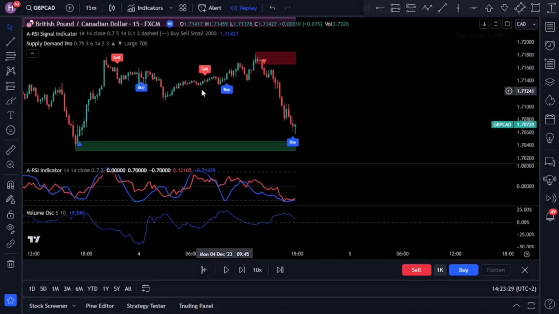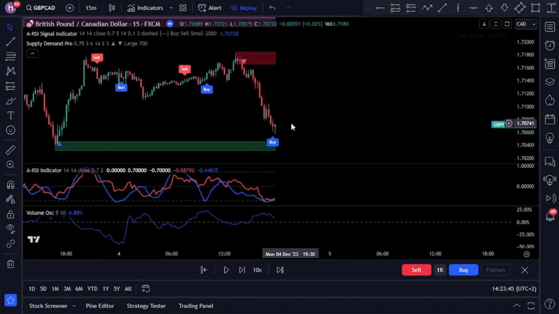So for our next example, I've selected the British pound against the Canadian dollar in the 15-minute time frame. For this trade, we are going to combine the A-RSI indicator with our supply demand pro and money management to build a complete 15-minute strategy. On the chart, I've already added our supply demand pro and the built-in volume oscillator from TradingView. Additionally, I've unselected the automatic stop loss and take profit options on both the supply demand pro and A-RSI indicator to clean up our chart.